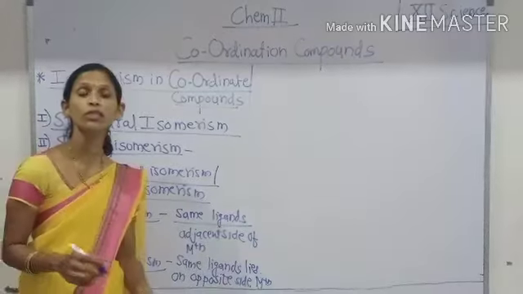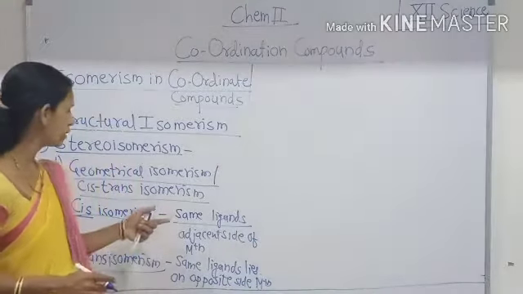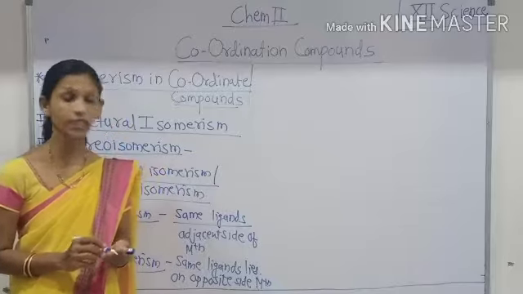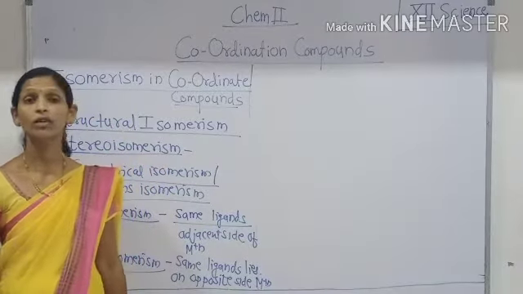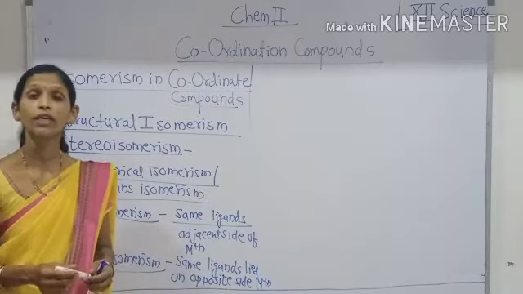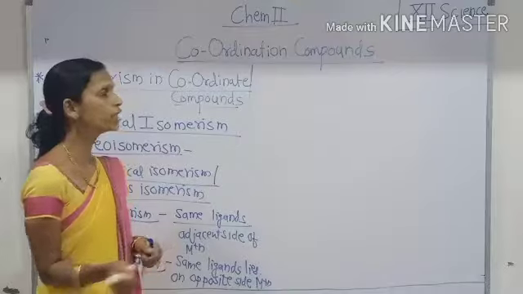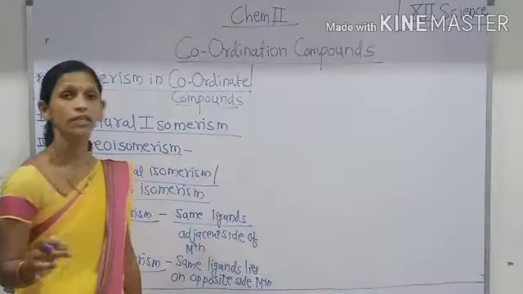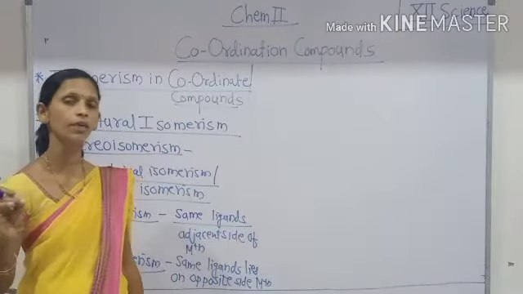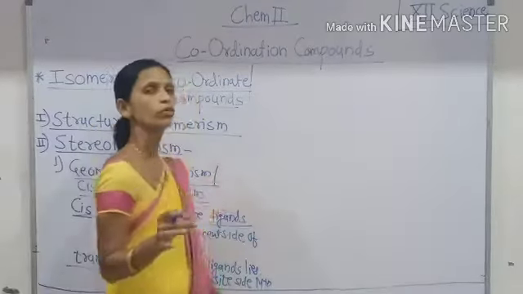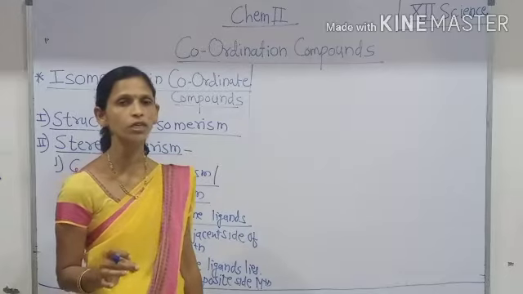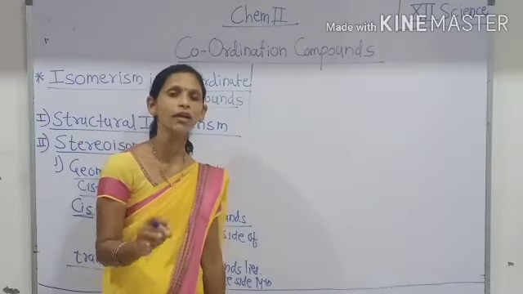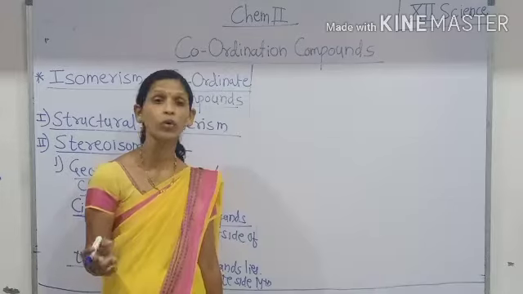Then we are going to discuss cis-trans isomerism in different types of coordinate compounds. First of all, see here, coordinate compounds are of different types. That means coordinate compounds having coordination number 4 may have tetrahedral geometry or square planar geometry. Now we are going to discuss the cis-trans isomerism of coordinate compounds having coordination number 4 and having tetrahedral geometry or square planar geometry.